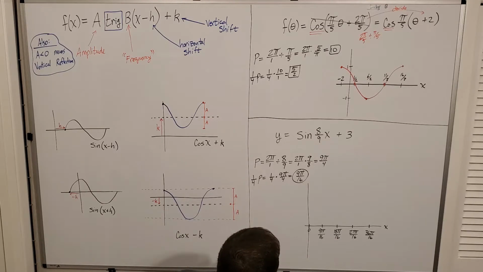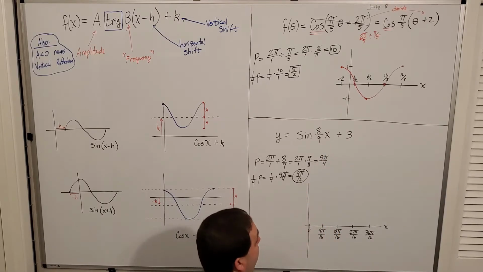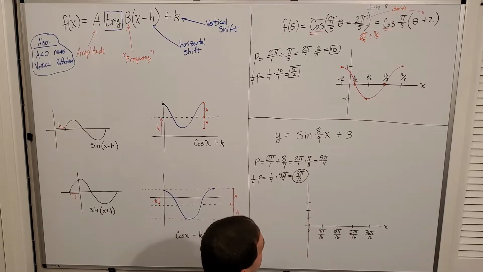Okay, so then I'm going to put my new center line. I'm shifted up by 3. So here's what I'm going to do. I'm actually going to count it this time. 1, 2, 3. And the reason for this is because I also need to incorporate my amplitude.